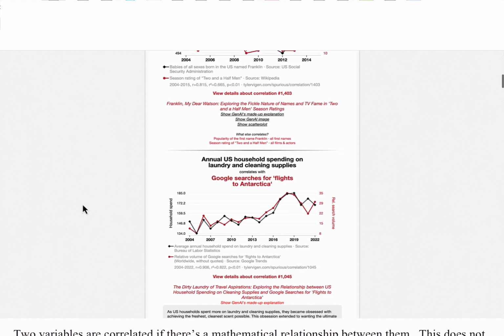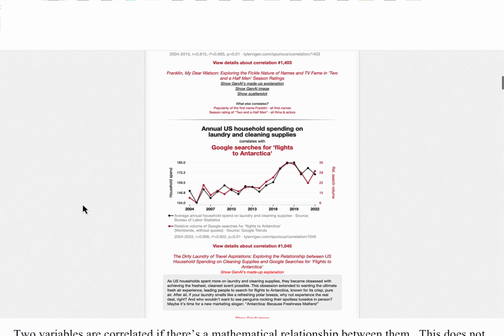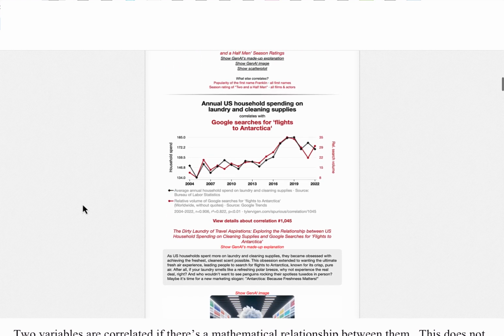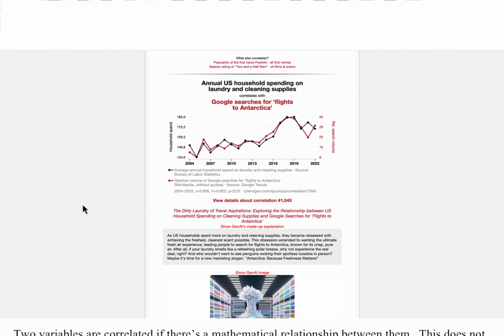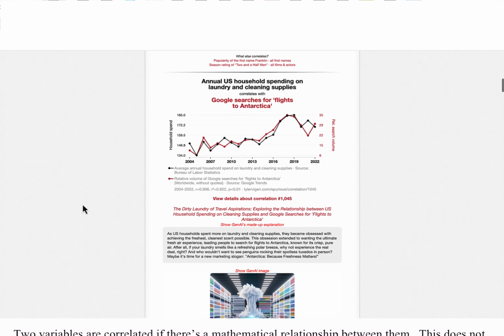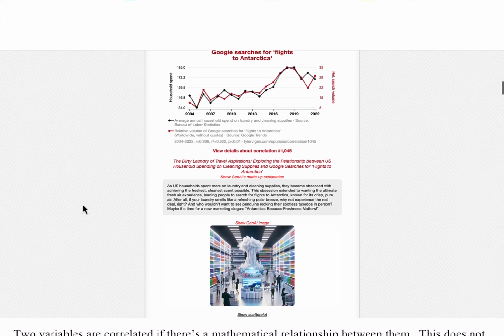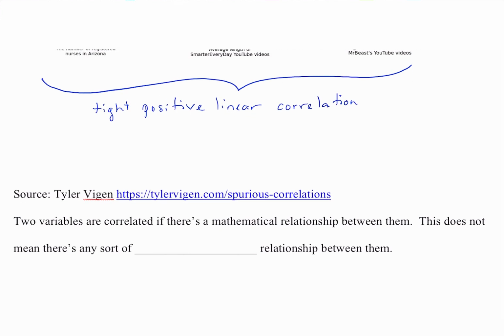And the reason it's important to make that point in as memorable a way as possible is that it's not always so obvious, especially if it's plausible that one thing causes another thing. It's so easy to see the correlation and think, oh, hey, that proves that the one thing caused the other. So just to recap here, two variables are correlated if there's a mathematical relationship between them, but this does not mean there's any sort of causal relationship between them. Causal just meaning that one caused the other.